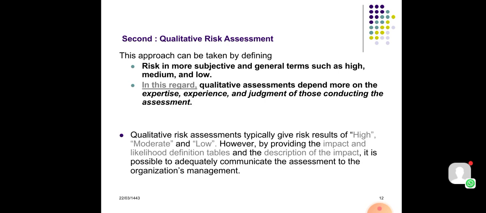the assessment. So when considering the qualitative approach to risk assessment, you need to properly provide that assessment. On the basis of their experience and knowledge, they need to make their particular judgment regarding the risk assessment. Qualitative risk assessment typically gives a risk result of high, moderate, and low. However, by providing the impact and likelihood definition tables and the description of that impact, it is possible to adequately communicate the assessment to the organization's management.